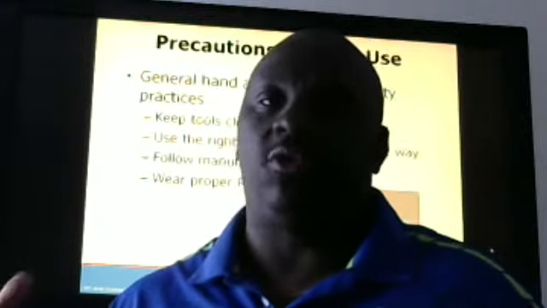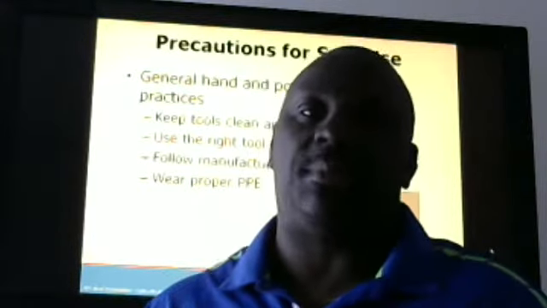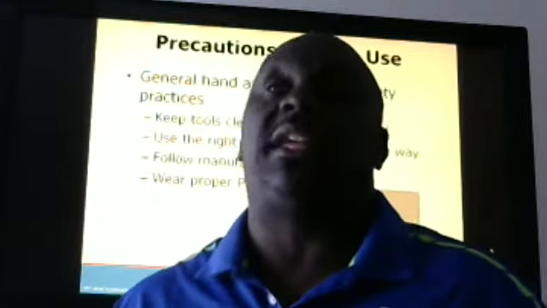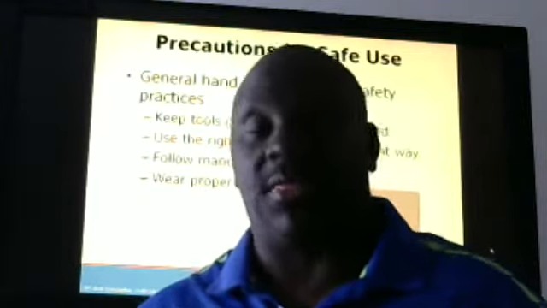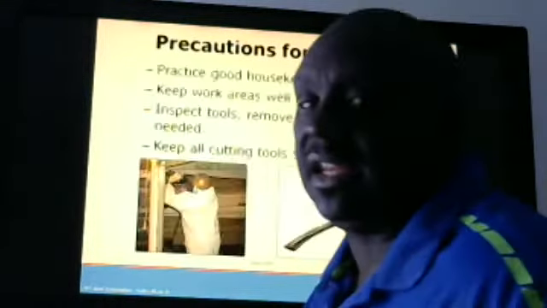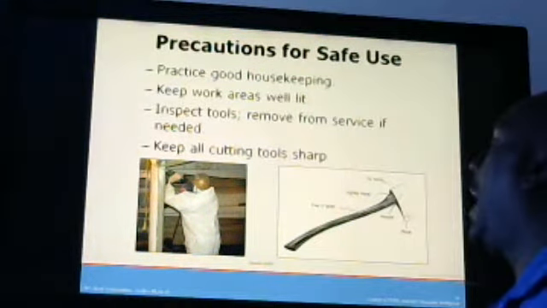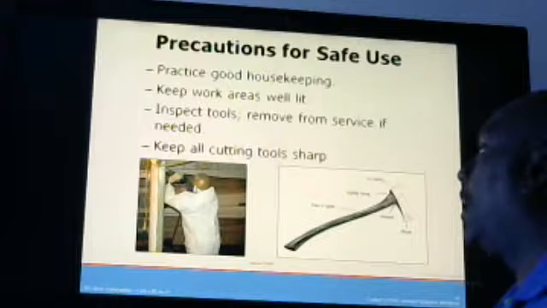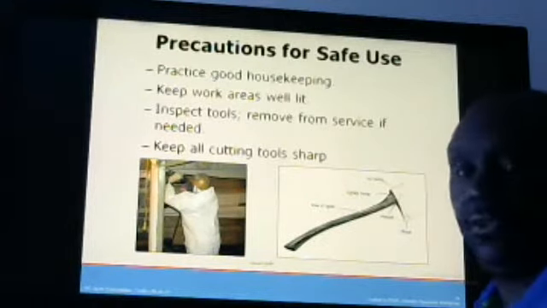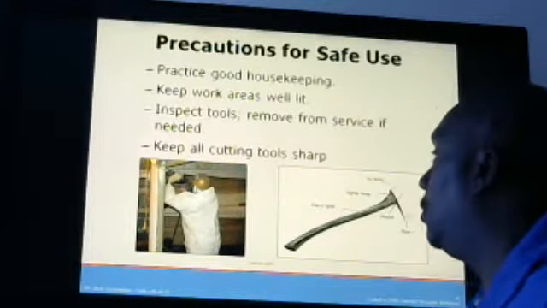Again, the number is 2 people die per hour per day. I said again, the number is 2 people die per hour per day because they are doing things not the right way, but their way. So we want to make sure that we do things the right way and stay within the manufacturer instructions. Practice good housekeeping there. Keep the work area well lit. Inspect tools. Remove from service if you need to, if there's any damage. And keep all your tools sharp.